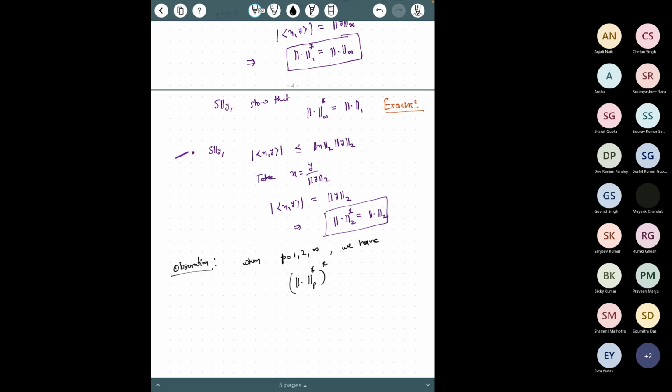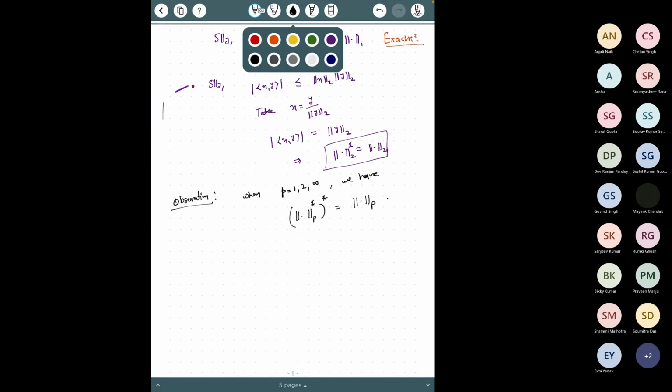So we have seen, at least for these examples, that the dual norm of the p norm, when p is 1, 2 or infinity, is the p norm itself, right? But this is true for any vector norm on Fn. We have seen it at least in this example, but you can actually prove it. This proof you can find in any standard textbook. So I'm just writing this result.